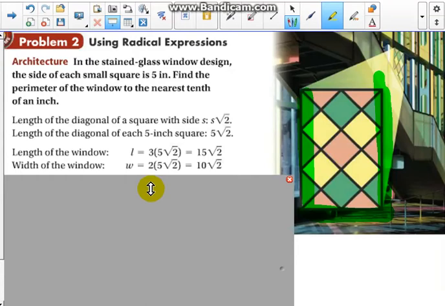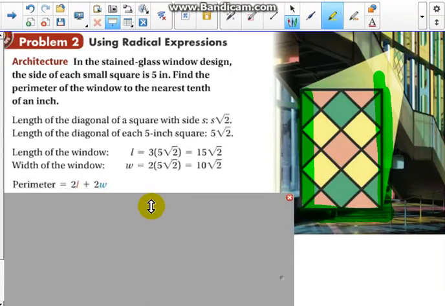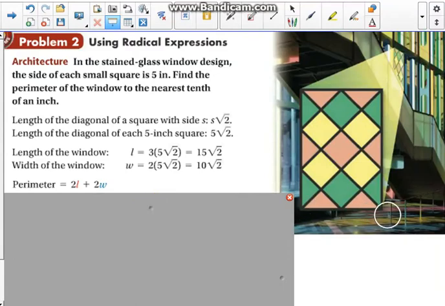Now we'll do our perimeter formula. We know that perimeter is 2 times the length plus 2 times the width, because we're talking about going all the way around. So we're going to go from here to there, to there, to there. It's 2 times the length and 2 times the width. That's perimeter. How much fence do we need to put around the area?